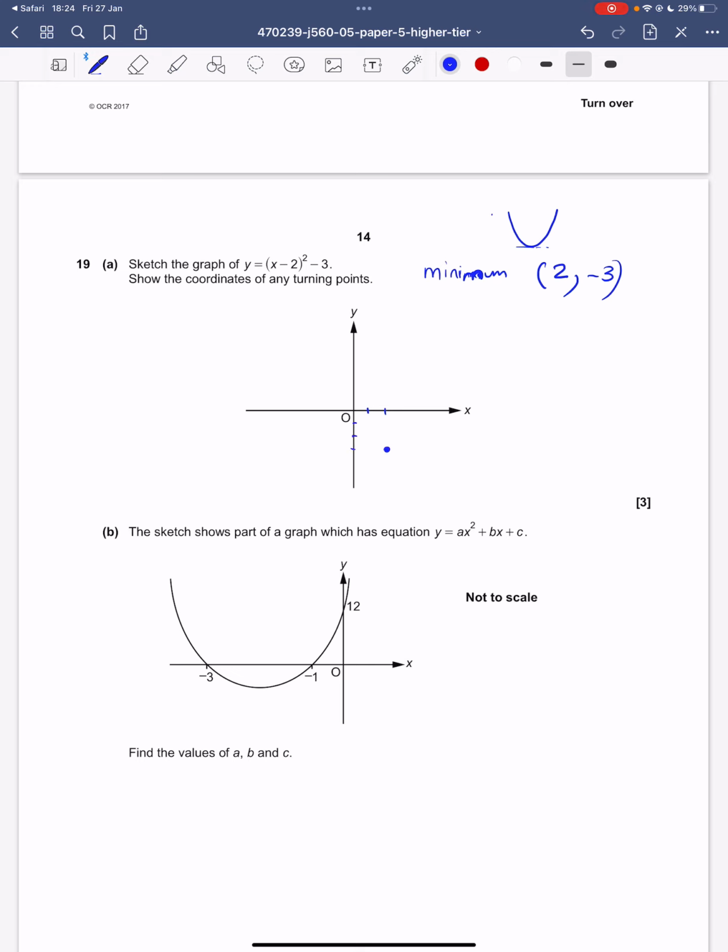So that's the turning point that they're on about. That's 2, that's minus 3. And we say x equals 0, so y equals (0 minus 2) squared minus 3. So that's minus 2 squared, which is 4, minus 3, which is plus 1. So we've got this here.